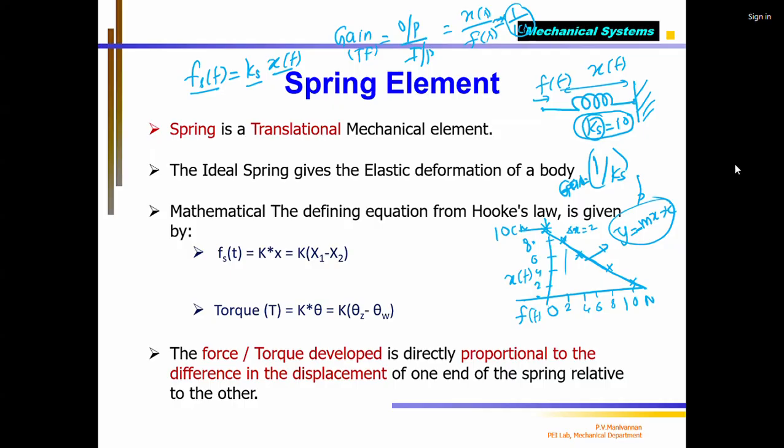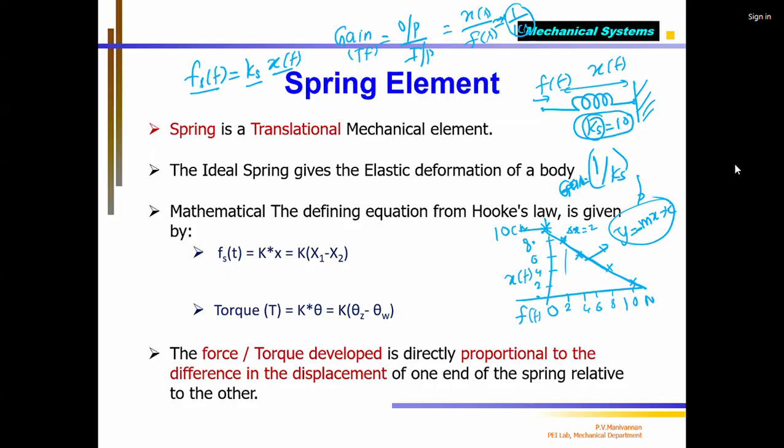If I want more output, what do I have to do? Reduce the K. If you reduce the K, the gain increases. Okay. So that means for a smaller amount of force, the spring will be compressed more. The X will be more. So that's what we call gain. I buy it for 2 rupees, sell it for 20 rupees. My gain equals 18 rupees.